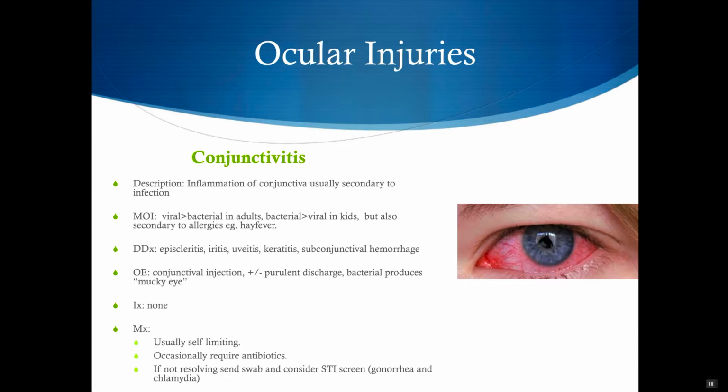If in doubt, you can use some topical Polysporin eye drops, or consider, once again, moxifloxacin eye drops. If they're not getting better, there may be a concern for sexually transmitted infections such as gonorrhea or chlamydia causing the eye infection, and you may want to send a swab if they're not recovering within a few days.